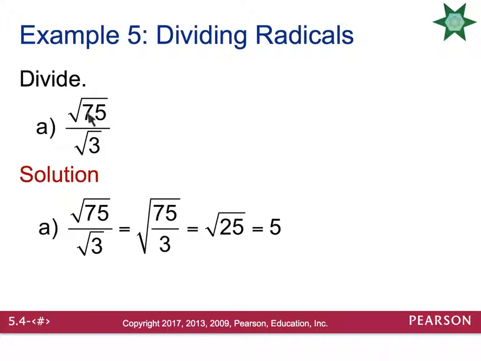Let's say we're looking at the square root of 75 divided by the square root of 3. We can put those together as the square root of 75 divided by 3. 75 divided by 3 is 25, so that's just the square root of 25, which is 5. Normally the square root of 75 is irrational, and the same with the square root of 3, but if we take 75 divided by 3 inside the square root, we get the square root of 25, which is a perfect square.